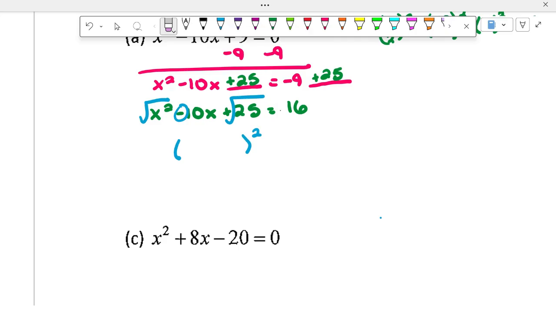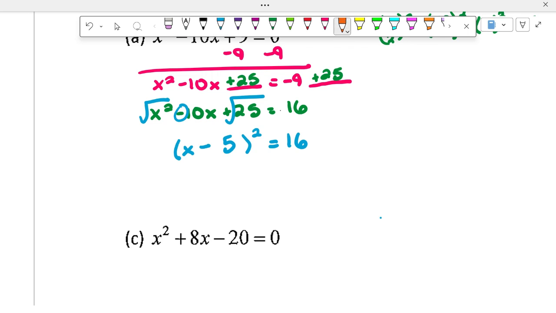So what's the square root of x squared? X. Square root of negative 10x, or sorry, I bring down the negative. What's the square root of 25? 5. And I bring down the equals 16. So I finished completing the square.